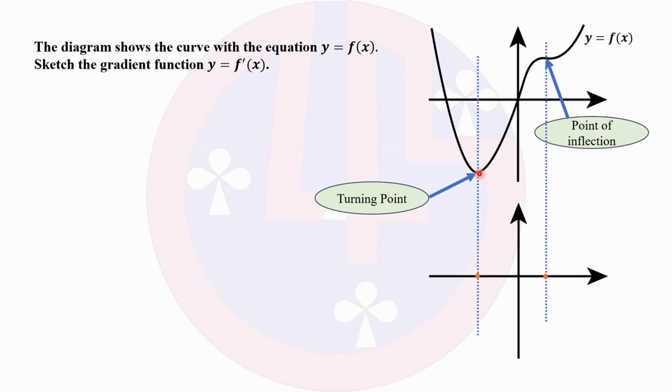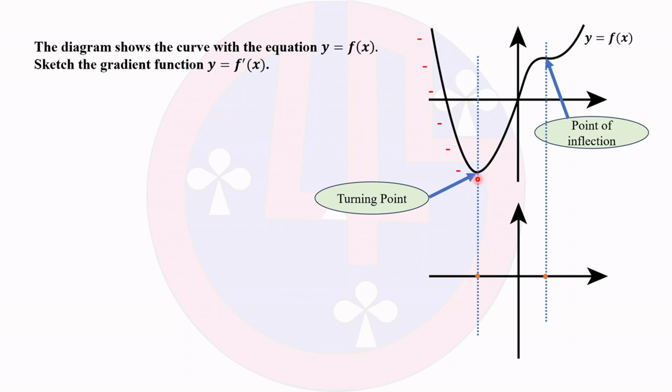Then first we can check the left-hand side of this turning point, whether the values of f'(x) are positive or negative. Here, on the left-hand side, all values are negative, because the function values are decreasing. Or if you draw tangents here, we can see that all tangents point downwards, so the gradient of the tangent is negative. That means here all gradients are negative.